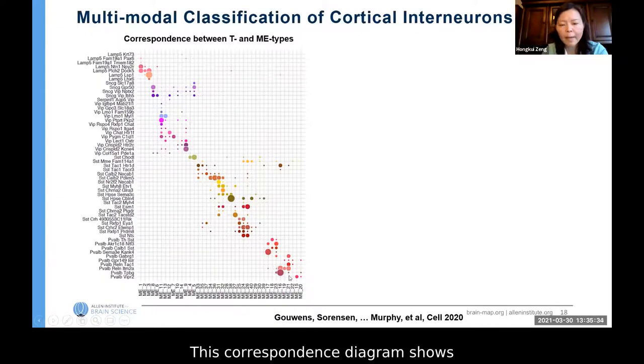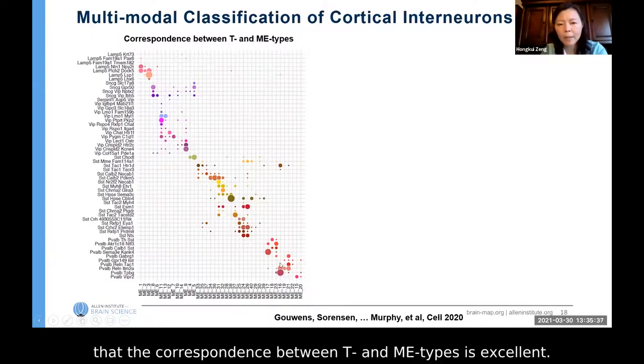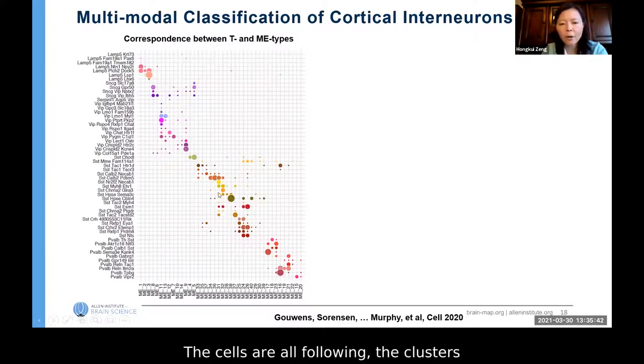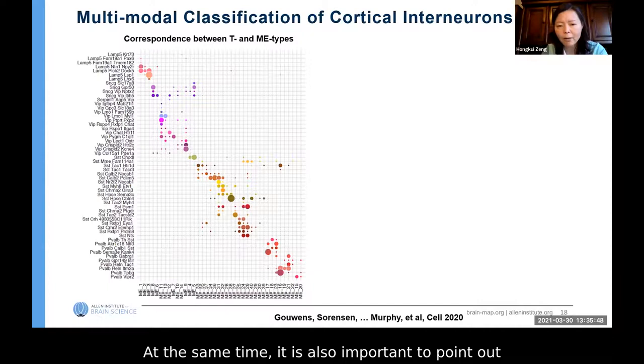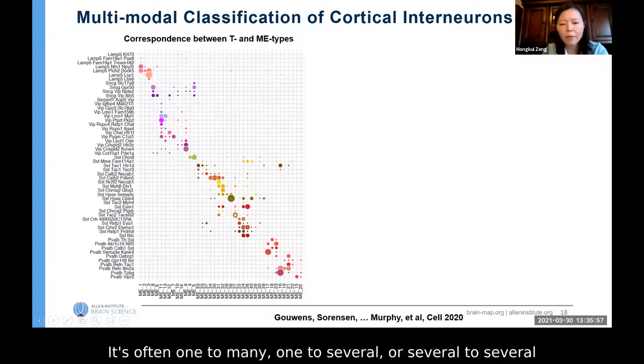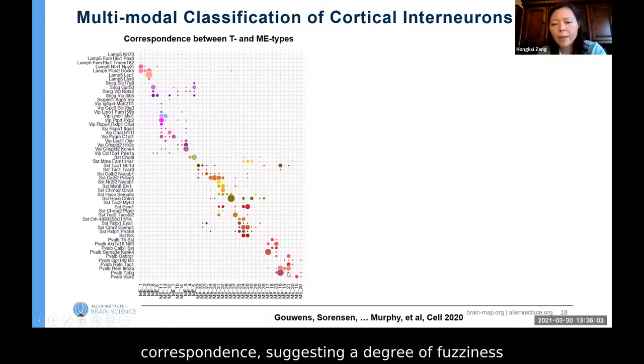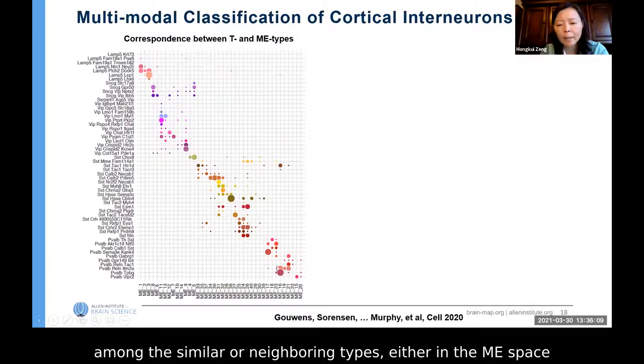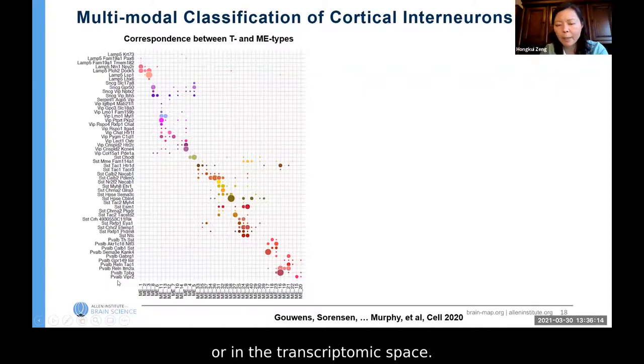This correspondence diagram shows that the correspondence between T and ME types is excellent. The clusters are all following along the diagonal. At the same time, it is also important to point out that this correspondence is not perfect. There's often no single one-to-one correspondence at all. It's often one-to-many, one-to-several, or several-to-several correspondence, suggesting a degree of fuzziness among the similar or neighboring types, either in the ME space or in the transcriptomic space.